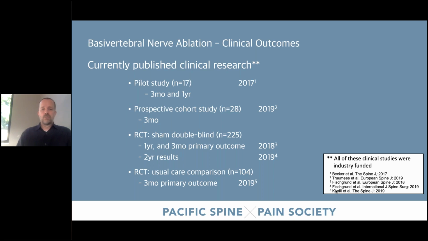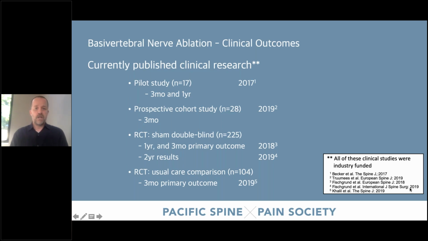Now, I'm going to review the research on the therapeutic response to basivertebral nerve ablation. The research in the basic science arena is much more abundant than this, and seldom do I get to give a talk where I can cover all of the published clinical research. But today's one of those days, because this is all of the published research on clinical outcomes from basivertebral nerve ablation. These studies are all recently published, as you can see, and every single one of these studies is industry sponsored by Relievant, who makes the Intracept product.